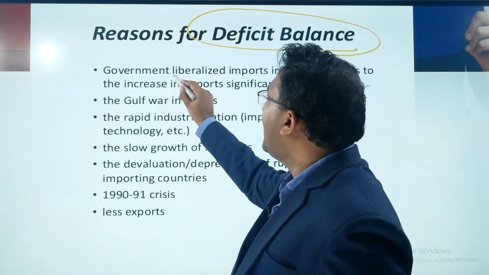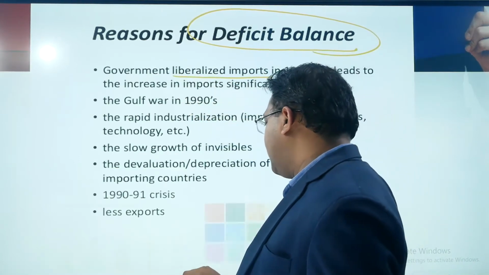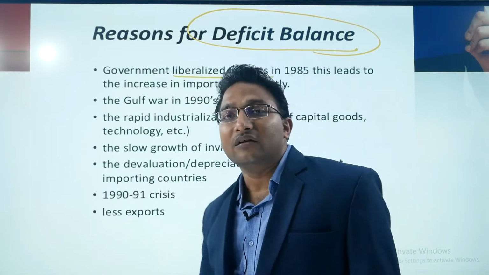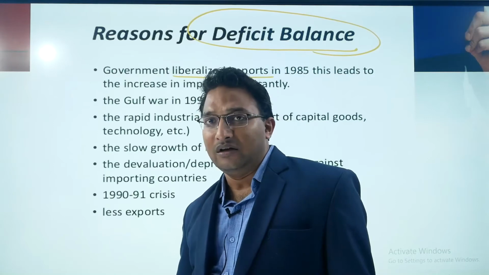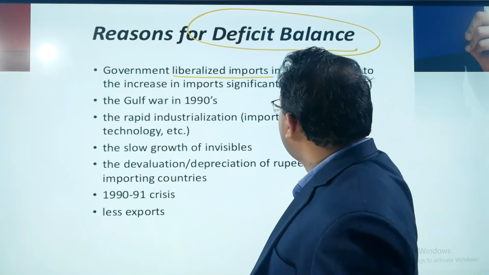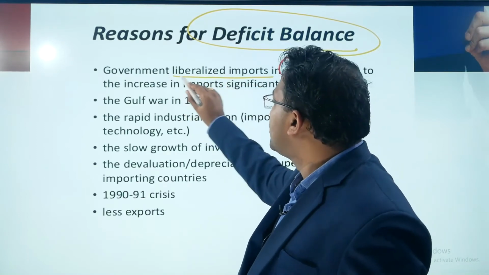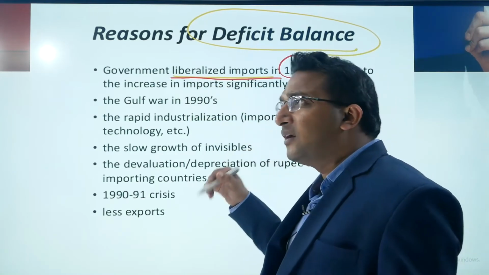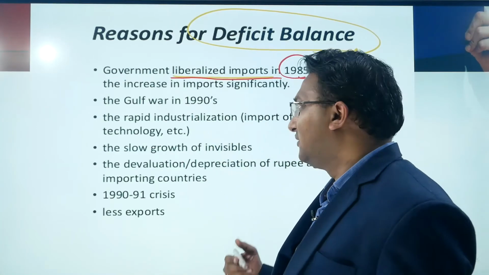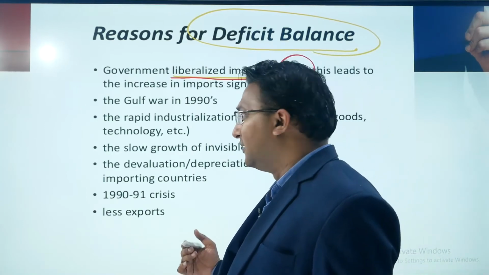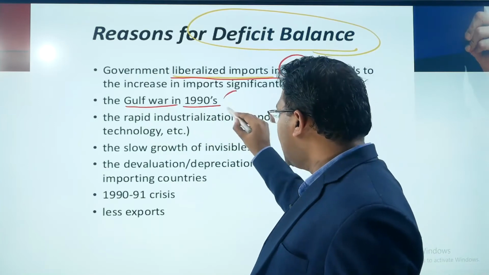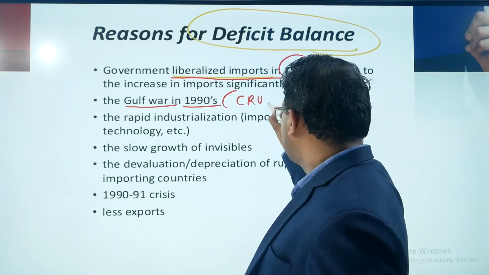First of all, the government liberalized imports in 1985, right? As I told you at the start of the session, India used to be a closed economy till 1991, but in 1985 the imports were liberalized to some extent. Because of that, imports increased a lot and we did not have sufficient amounts to pay for the imports. That is why this balance of payment crisis happened. Second, there was the Gulf War. Because of the Gulf War in 1991, the crude oil prices increased.